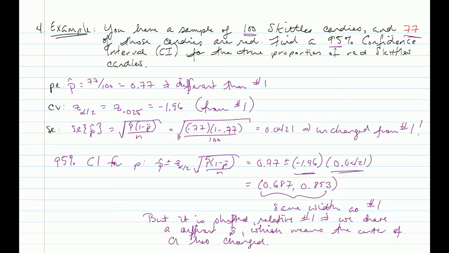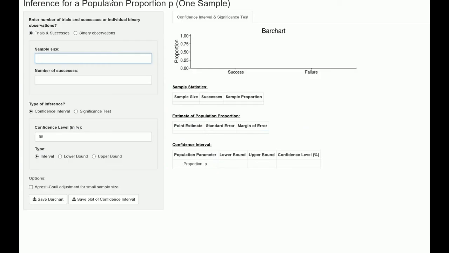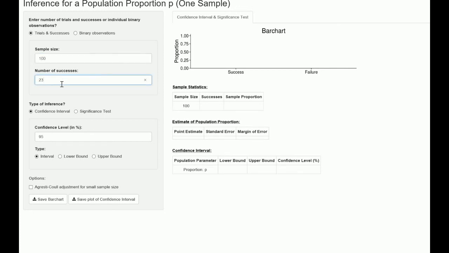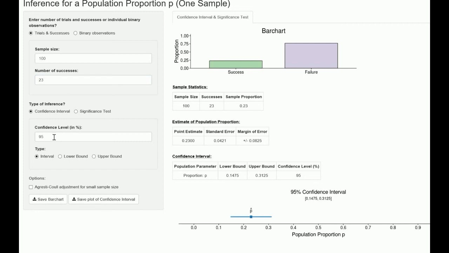So what does this mean visually? Here is a web app that will calculate confidence intervals for you and gives you a visual representation of what's going on. So let's consider our first example, where we had a sample size of 100 and we had 23 successes. We're building a confidence interval with 95% and we're doing an interval, so we want to estimate both a lower and an upper bound. Here we have our successes: we had a 23% success rate and a 77% failure rate. So here we've got red Skittles and not red Skittles in our sample. Here are our sample statistics.